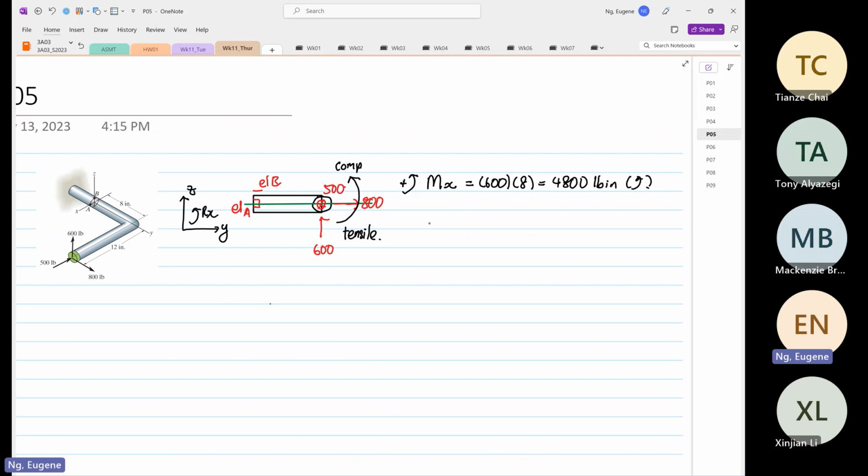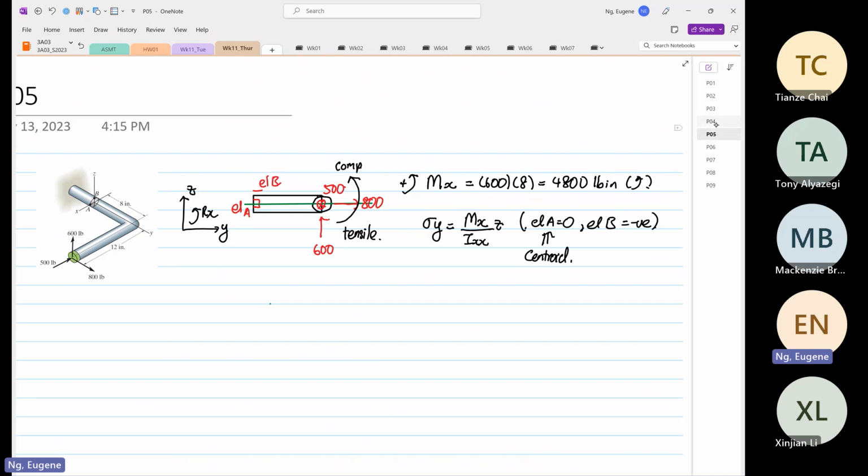So from here, if we apply the formula where stress in Y is equal to Mx over Ixx multiplied by Z, we know that element A will be equal to 0, and element B will be in compression. Why is element A equal to 0? Because it's at the centroid. Okay. So more or less we have sorted out everything.